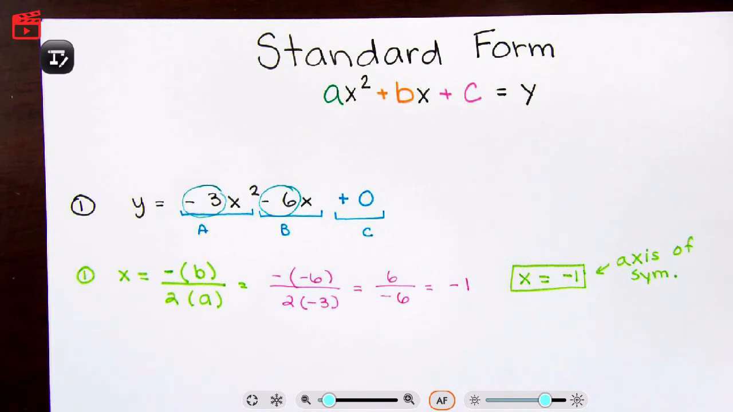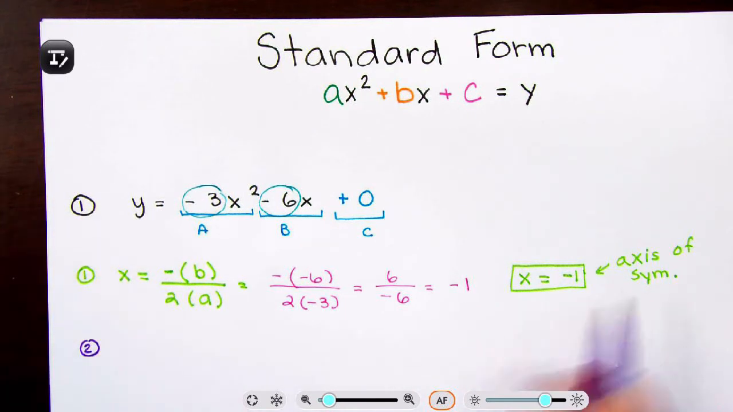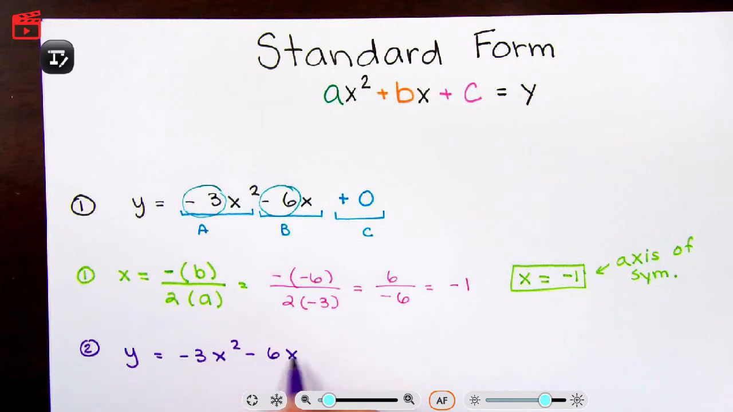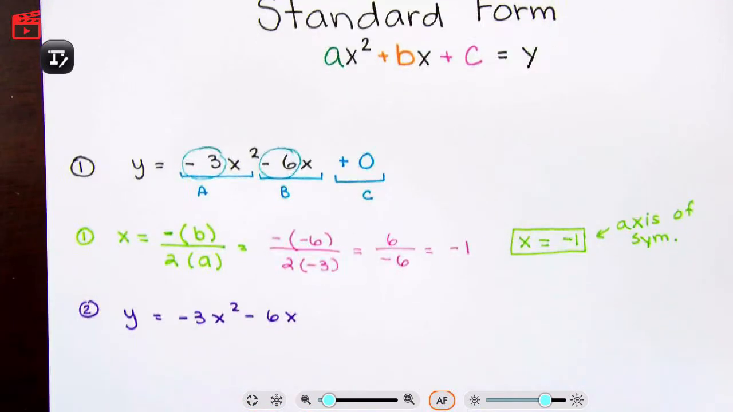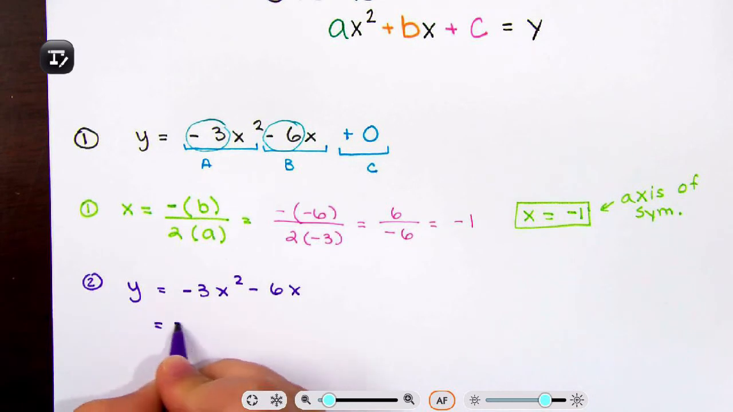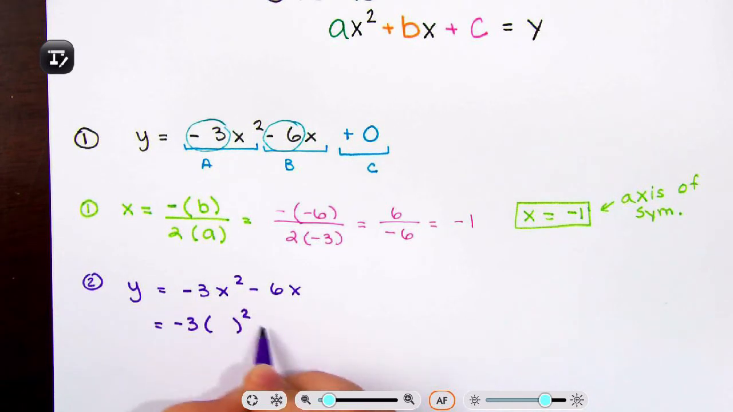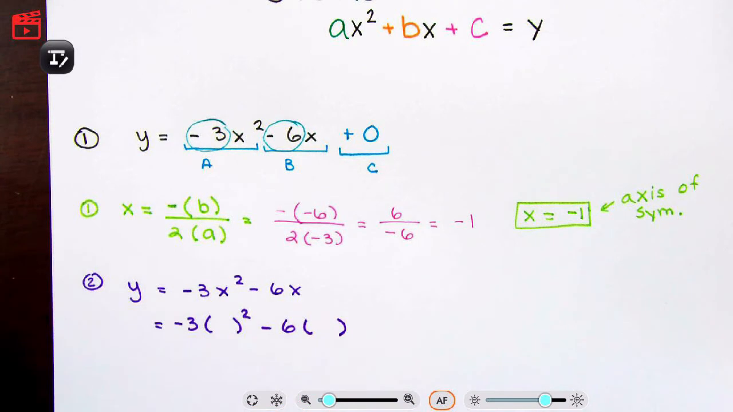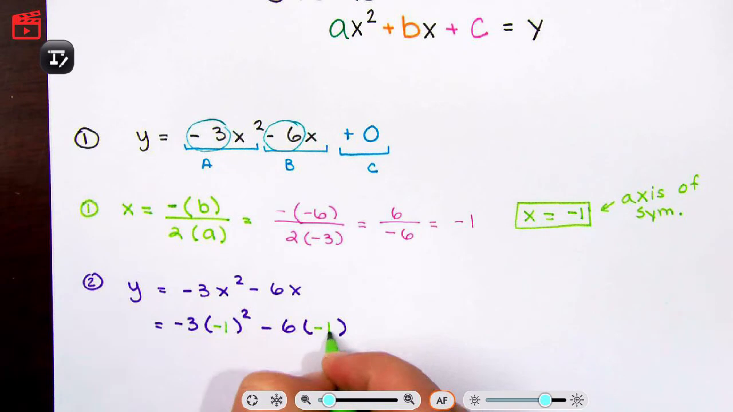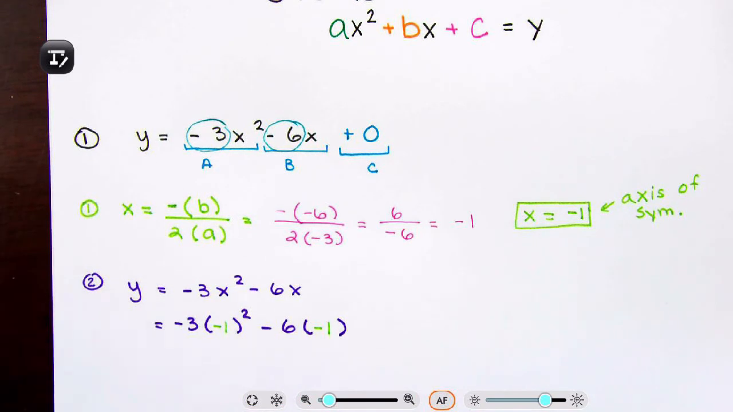Step number 2 is asking you to find the vertex. Vertex is taking your axis of symmetry x value and plugging it into the original equation. So I'm going to copy down the original equation. You can, if you want to, add that c value, that 0. However, that wasn't your original equation, so you don't have to. Plus 0 doesn't really matter that much. So here I'm going to put a bubble anytime I see x, because inside of that bubble, I'm going to be putting in my negative 1 value. And then you're going to continue to solve and evaluate for your y value.